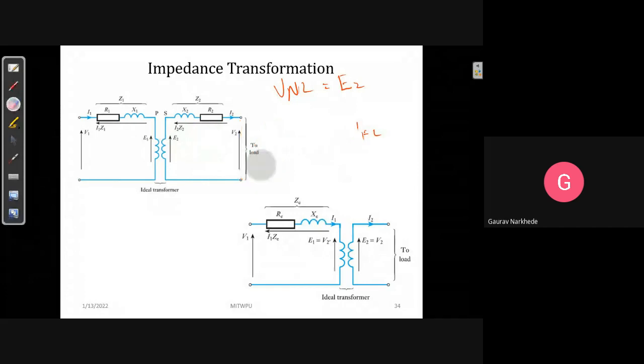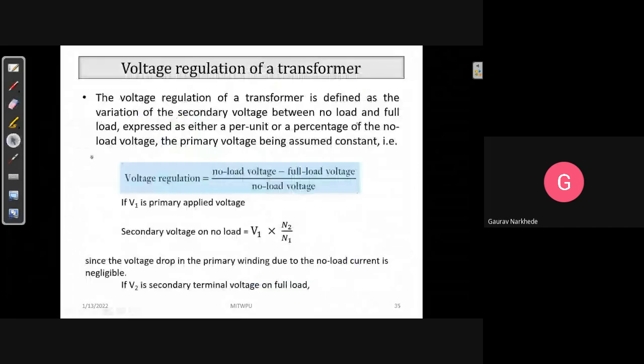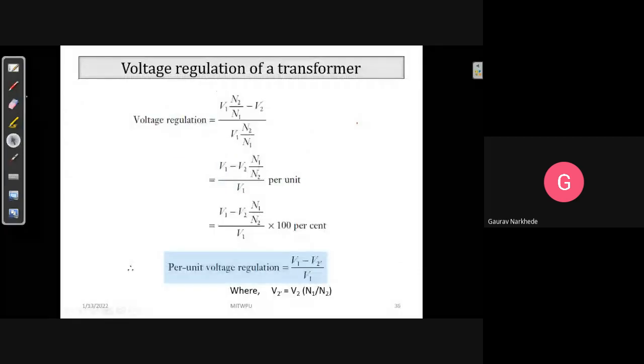And now I will just move on to the next PPT. So that's why voltage regulation is nothing but E2, the no load voltage, minus the full load voltage, divided by the no load voltage. Correct?